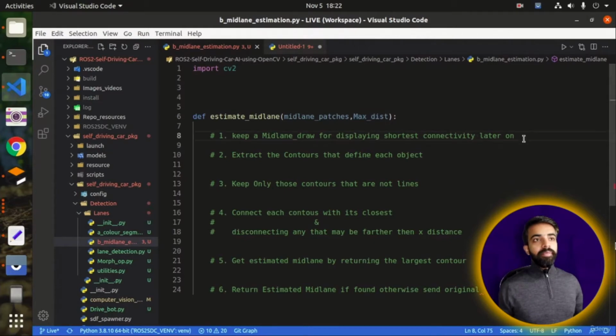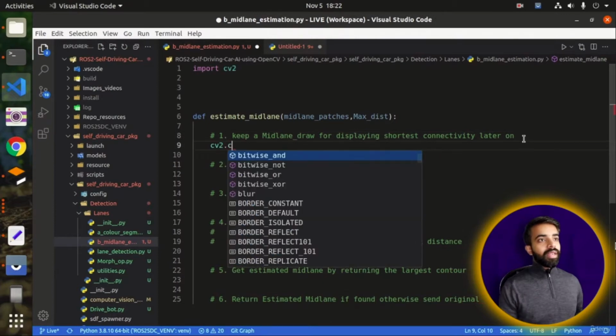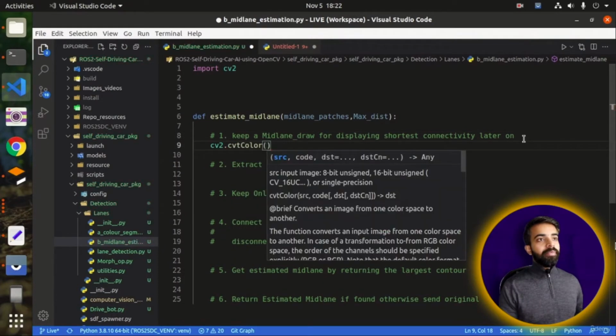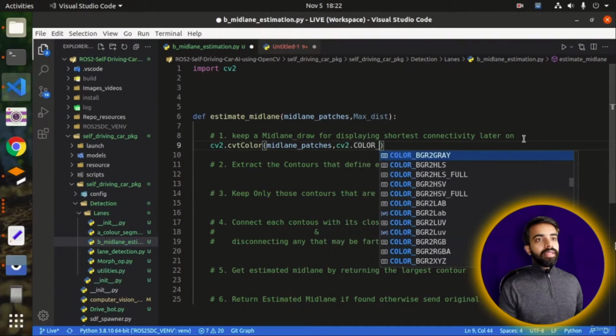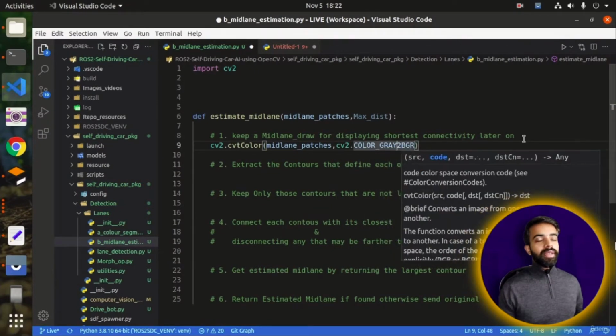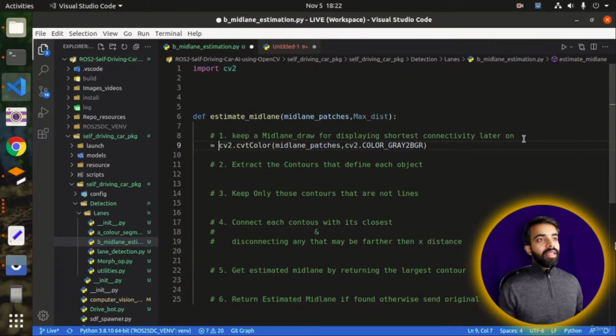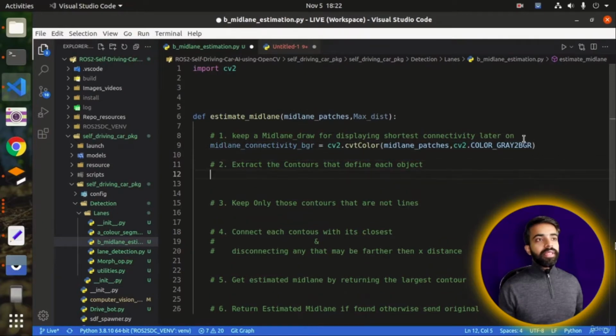So we need to create a mid lane draw BGR color space image in which we can draw the connectivity for the complete mid lane trajectory. So we use the cv2.cvtColor and provide the mid lane patches as the source. Then we provide the code cv2.COLOR_GRAY2BGR, as we are converting from grayscale to BGR. And the output that we get, we name it mid lane connectivity BGR, as it is in BGR color format. This particular image will be used later on to draw the connectivity between the patches.